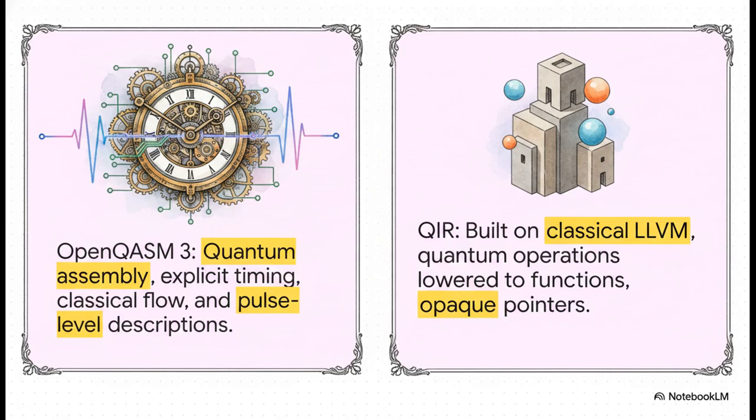On the flip side, QIR is much closer to a traditional compiler IR. It builds directly on classical LLVM infrastructure, which is huge. It lowers quantum operations into LLVM-style functions and handles really complex quantum classical control. By treating qubits abstractly as opaque pointers, QIR lets your quantum programs immediately leverage literally decades of classical compiler optimization.